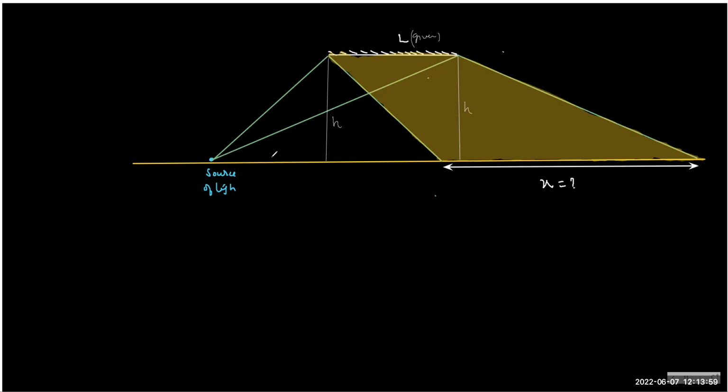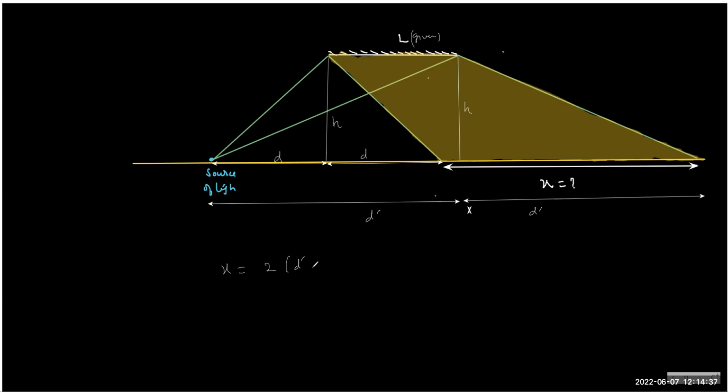So if I call this D, this is also D. And the bigger one, if I call it D dash, this is also D dash. Right? Simple reflection property. And D basically is this length. This is D, and this is D. Okay. So basically, what is x? It's a very easy answer.